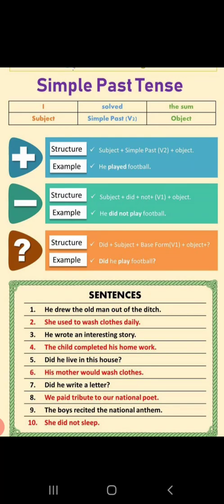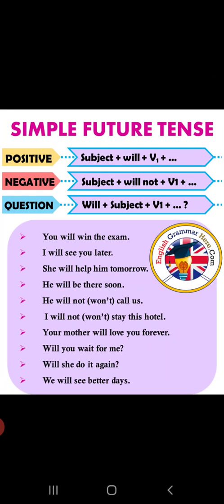He drew the old man out of the ditch. Drew is the second form of the verb. Okay. She used to wash clothes daily. That is a past habit, an example of a past habit. Now see the interrogative sentence. Did he write a letter? Now when we use did, then we use the first form, right? We have not written wrote over here. Okay. So now move on to the next.